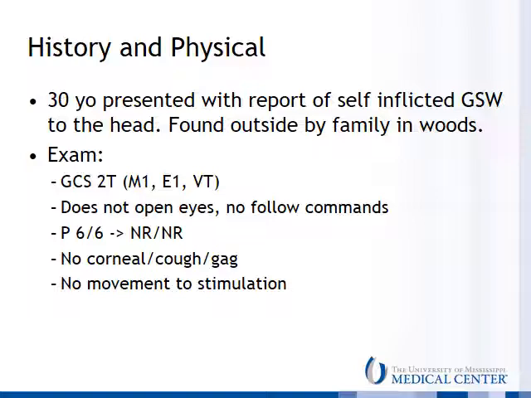His pupils are 6 millimeters bilaterally and non-reactive, meaning that would be what someone might call fixed and dilated. No corneal, no cough, no gag. These are brainstem reflexes that were tested. So if you stimulate his cornea, he does not blink. If you stimulate the back of his throat or his trachea, he does not cough. If you stimulate the back of his throat, he does not gag. And when you stimulate his extremities, there's no movement to stimulation.